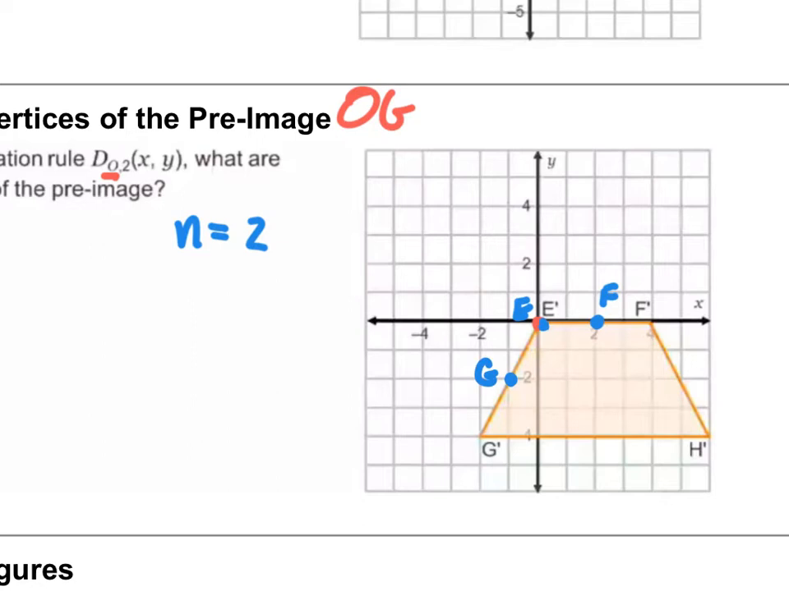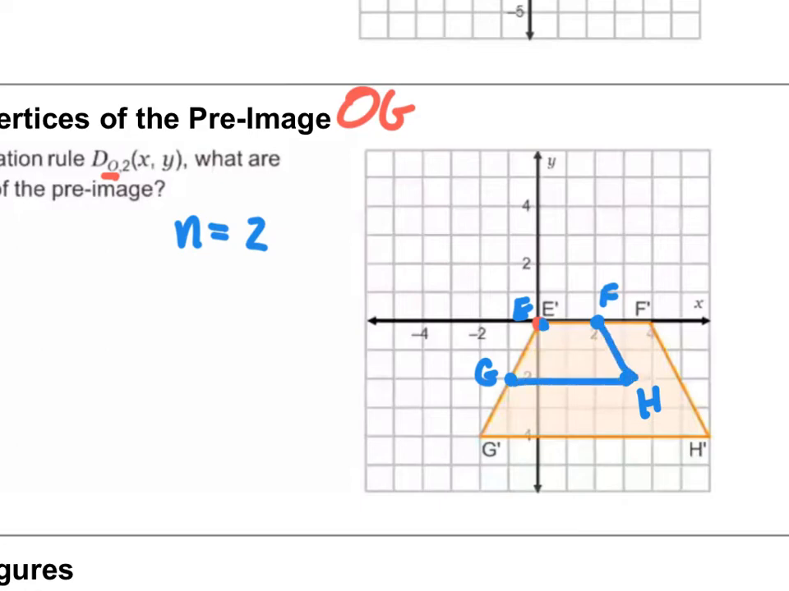Same thing over here from E to H: half of that. H prime is the point 6, negative 4, so it's going to be 3, negative 2, down here. So 3, negative 2, and that's going to be point H.